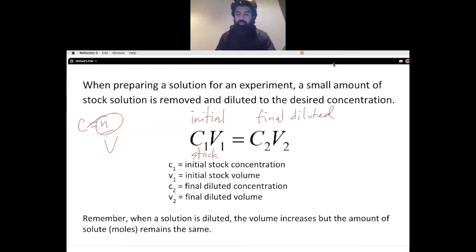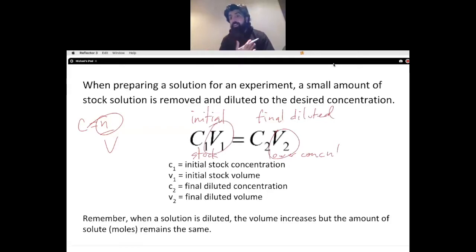Okay, so this is the dilution. This is going to be the lower concentration value. In this case, the units don't really matter for volume. However, just make sure that your volume units are both going to be the same.